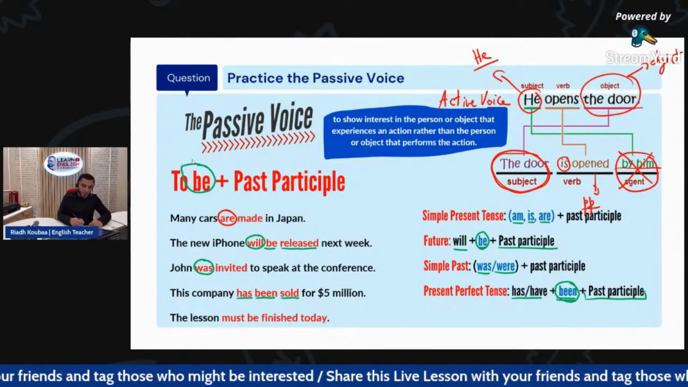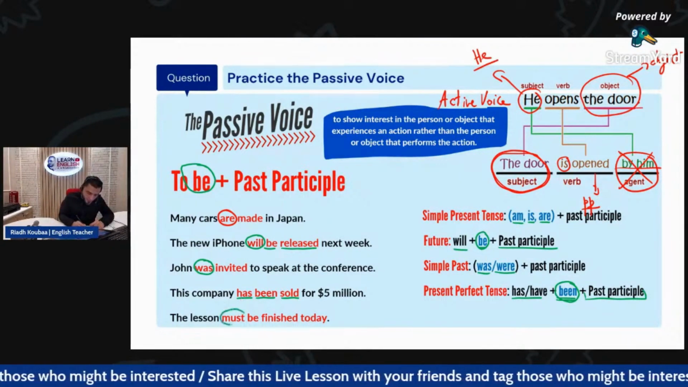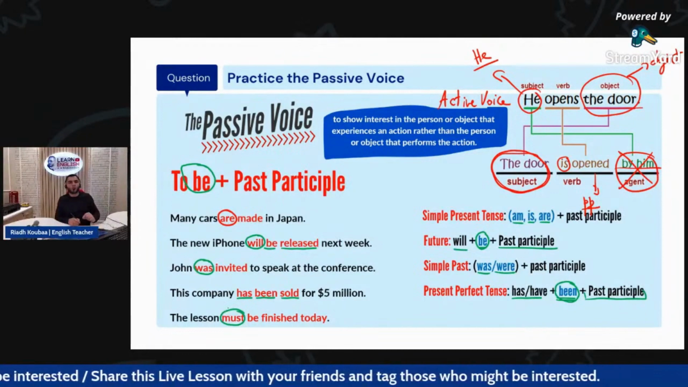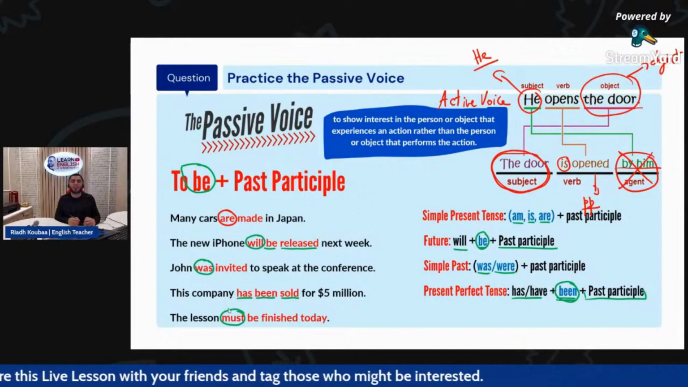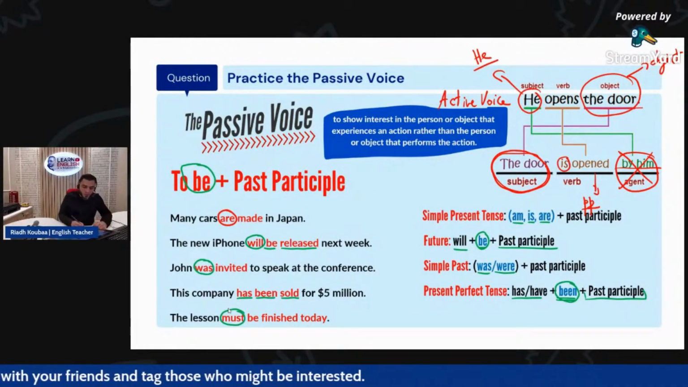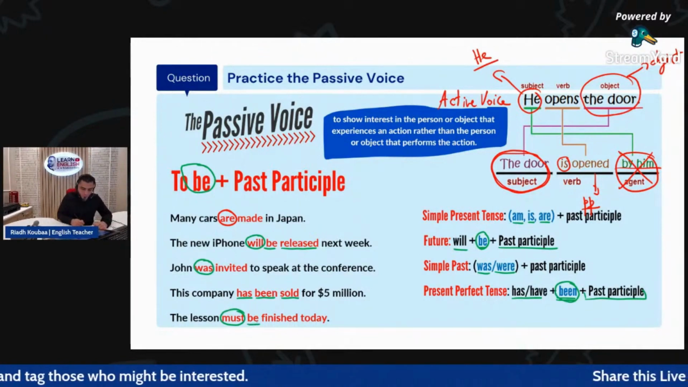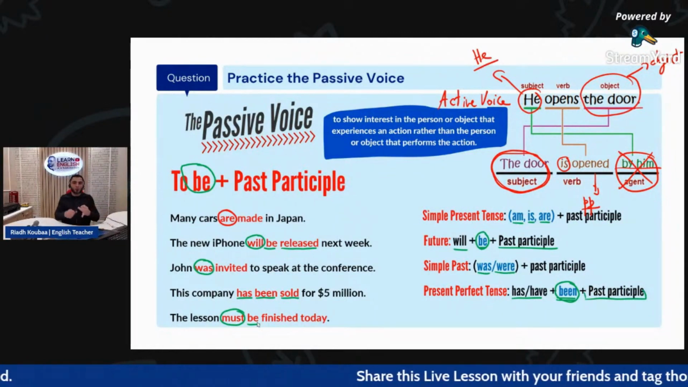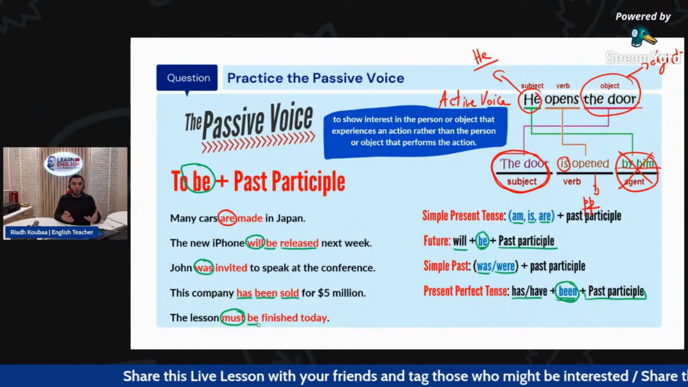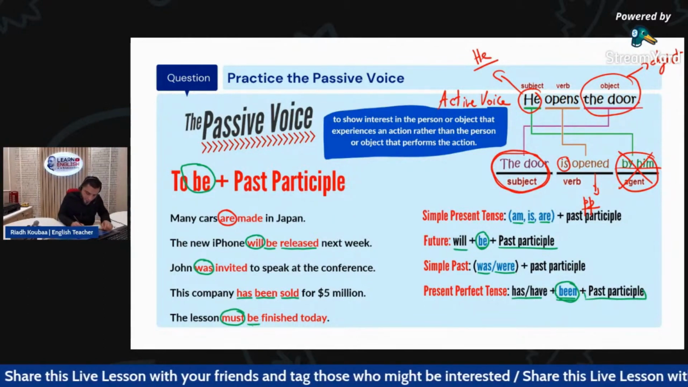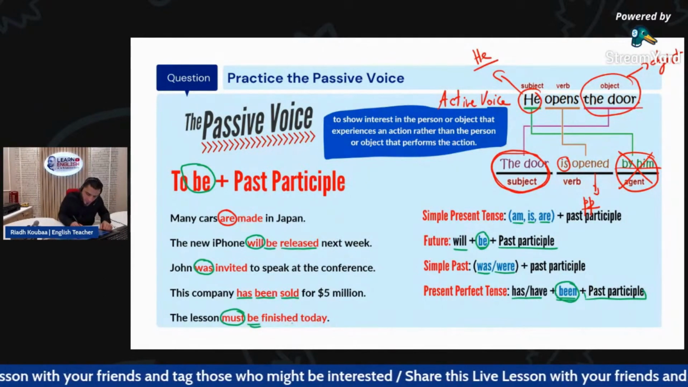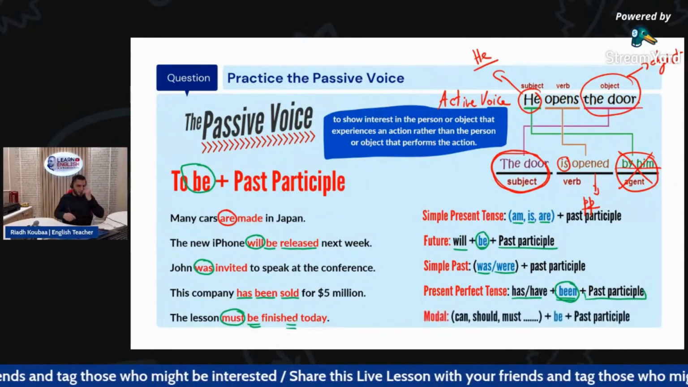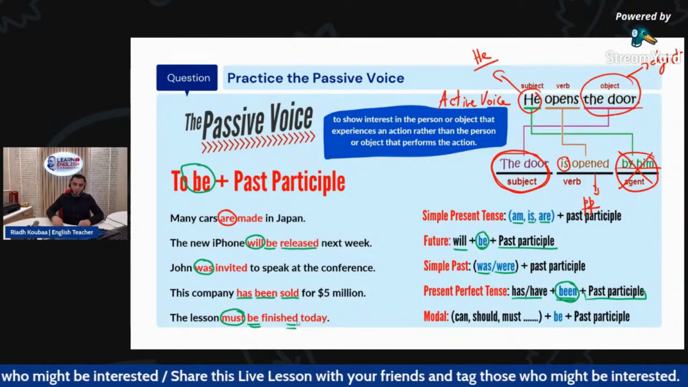So if I underline here the word "must" and I ask you what it is, I am sure and certain that you will say that it's a modal. So if I want to make the passive voice with the modal, and modals can be must, should, can, could, may, might, ought to, and all of these, plus, as you can see, to be plus the past participle. So this is the rule.